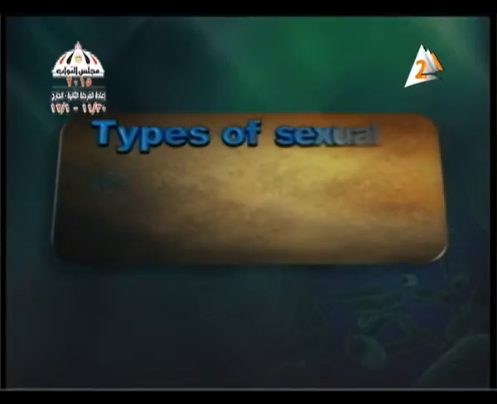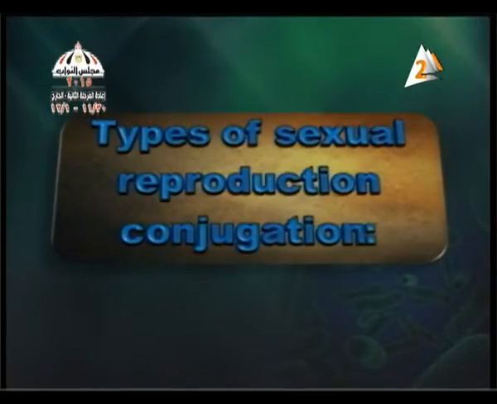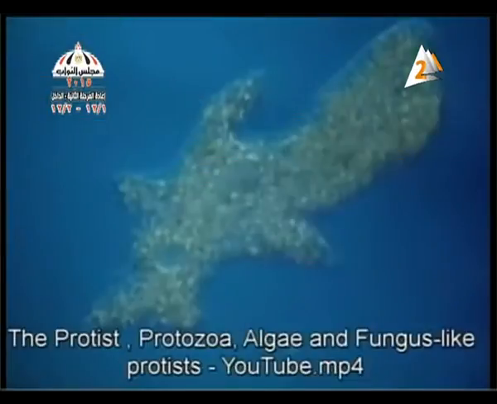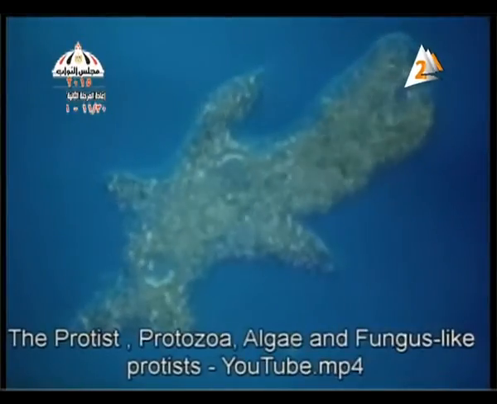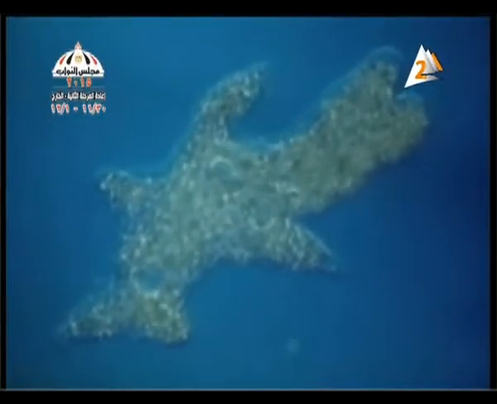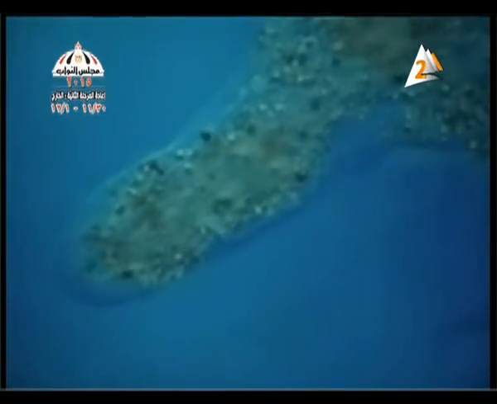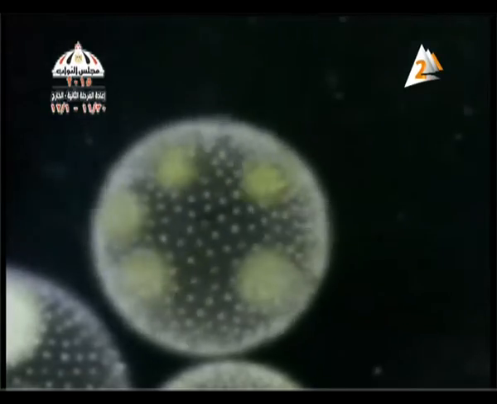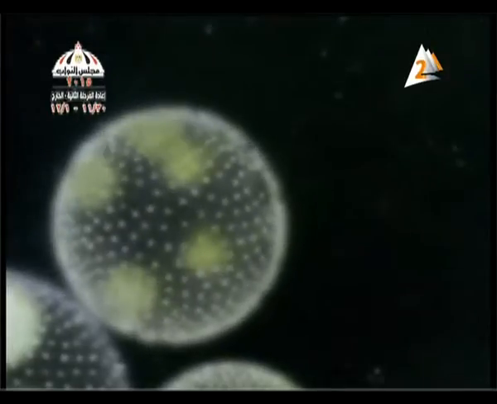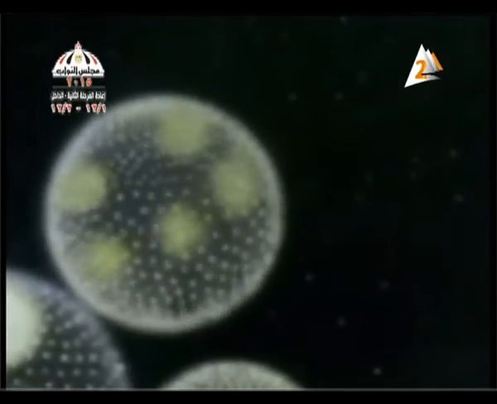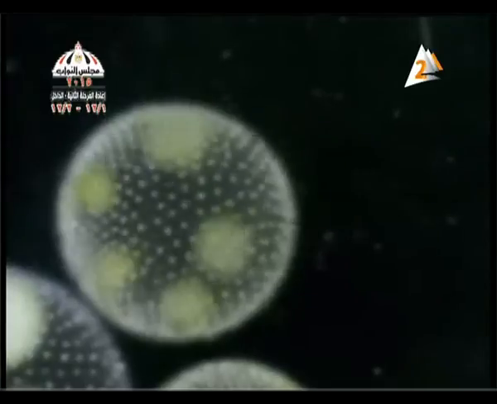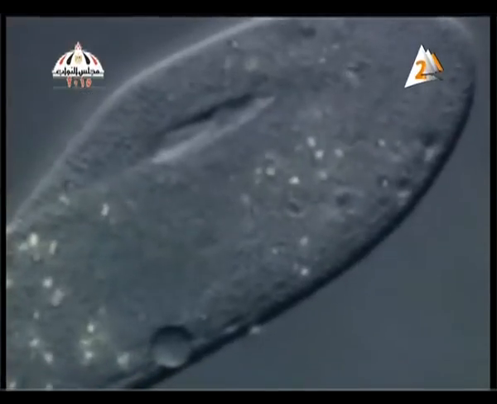Types of sexual reproduction. First, we have conjugation. Protozoa, algae, and fungi reproduce by mitosis at suitable conditions, but they turn to sexual reproduction by conjugation if subjected to drought, or change in water temperature or purity.